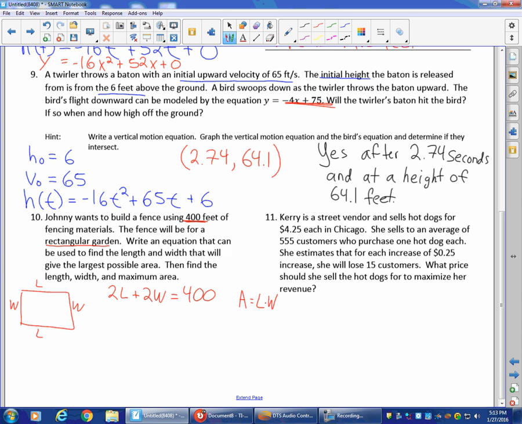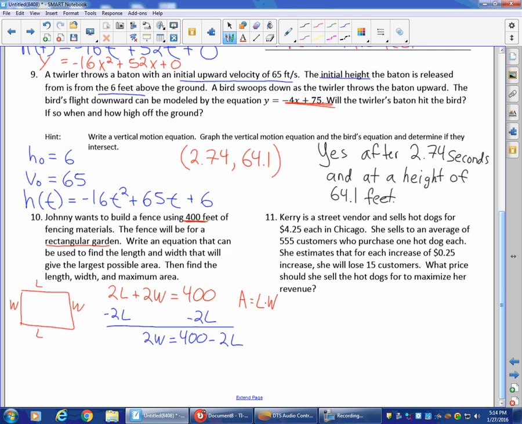Okay, so our first step is to isolate either L or W. Keep in mind this doesn't matter, but since we didn't do it in class like this, I'm going to do it this way just so you can see it once. I can choose which way I want to go. So instead, maybe I can subtract the 2L from both sides. So I get 2W equals 400 minus 2L.